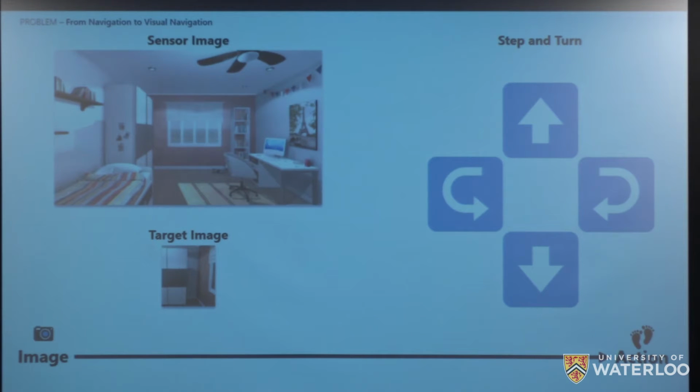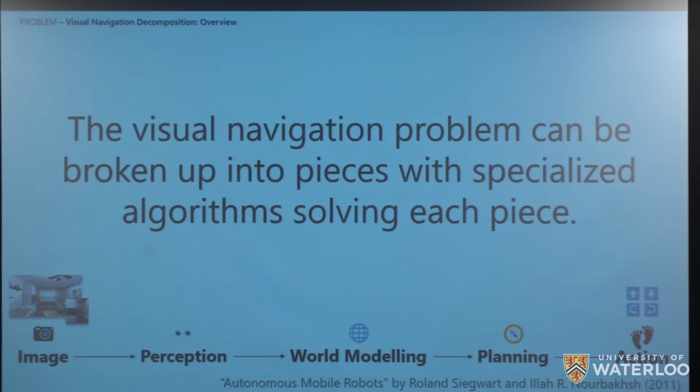So we're going to be looking at how to deal with that. The traditional methods in robotics are to decompose the problem into different pieces, and then use the solutions from each subproblem in the next one until we have our actions. This is one of the standard pipelines proposed in Autonomous Mobile Robots, the standard textbook in the area by Roland Siegwart and Illah Nourbakhsh.